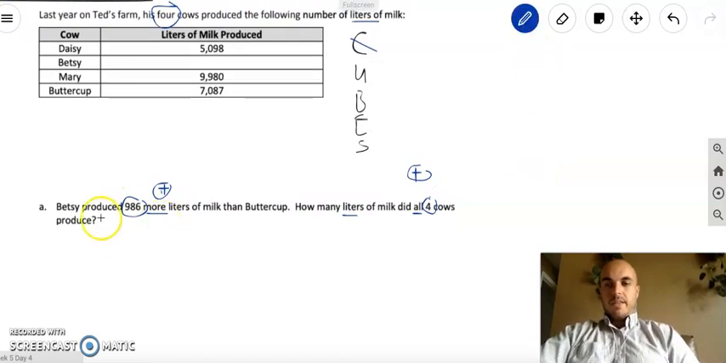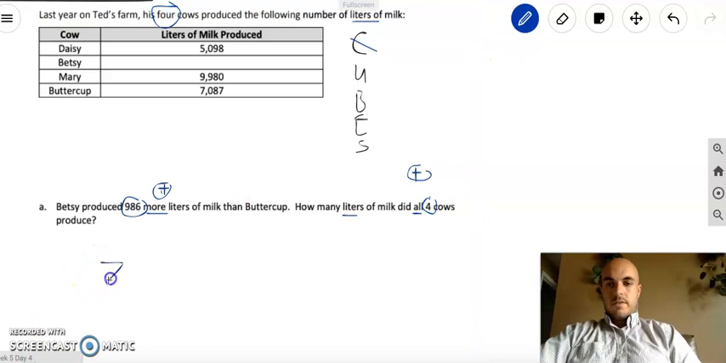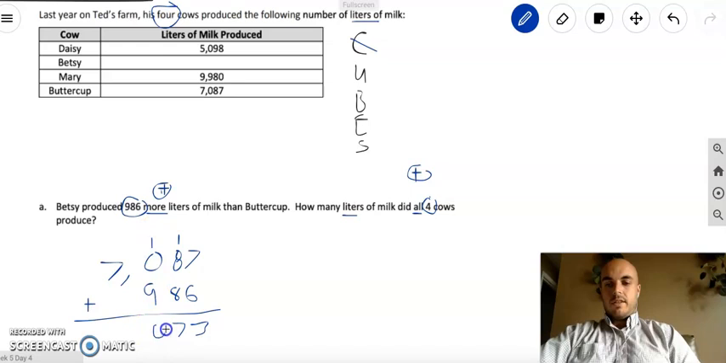Let's find how much Betsy has. So 986 more than Buttercup. So Buttercup had 7,087. Let's add 986 to that, like so. 7 plus 6 is 13, carry the 1. 1 plus 8 is 9, plus 8 is 17, carry the 1. 1 plus 9 is 10, carry my 1. Great. 1 plus 7 is 8, so 8,073 for Betsy.